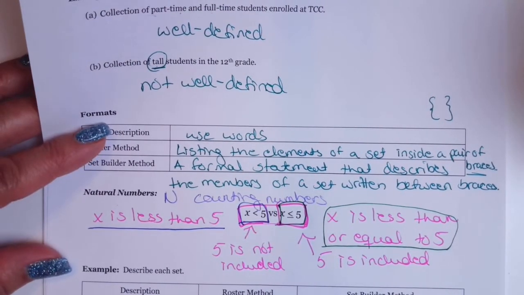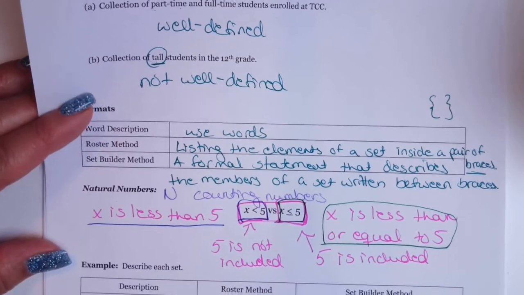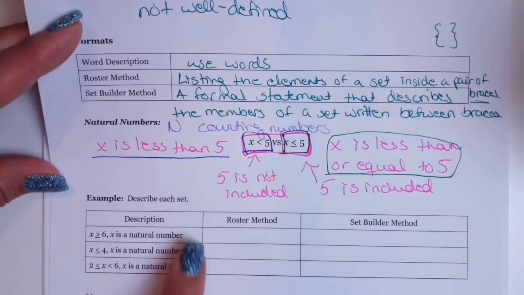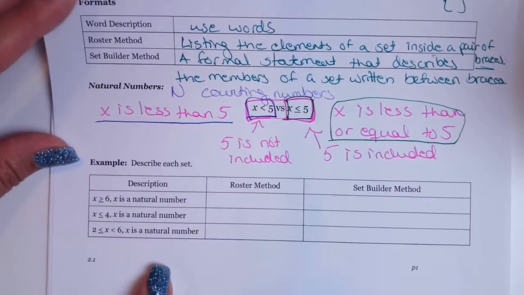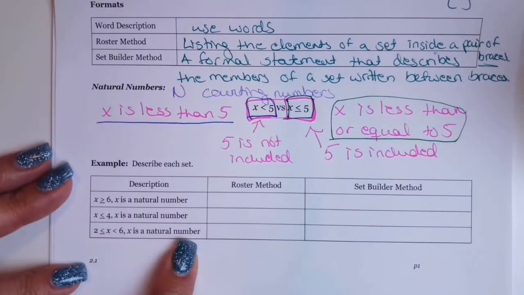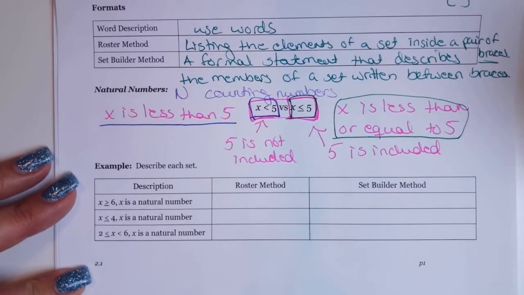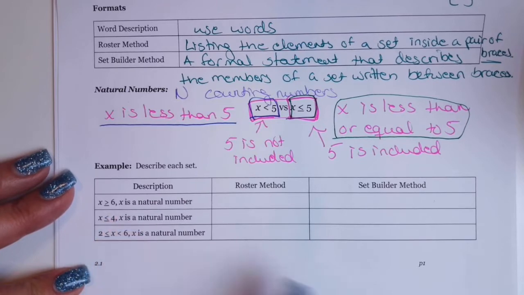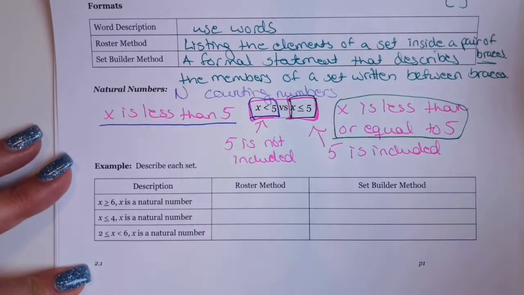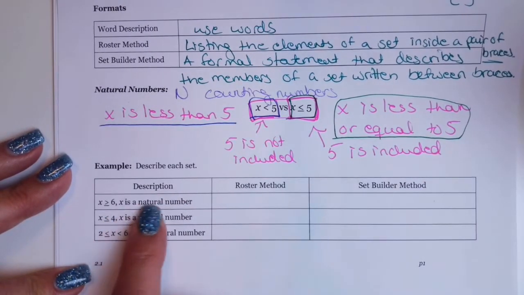Okay, so now we've defined a whole bunch of things. Let's look at an example. Now we're going to describe each set. So here's the description. Basically, the word description is this. It of course has some numbers, so this is not fully a word description, but at least part of it is the x is a natural number.